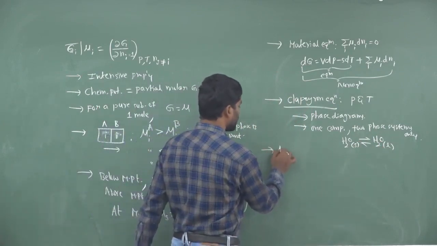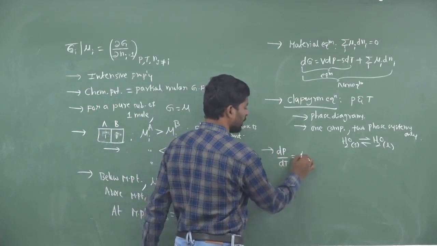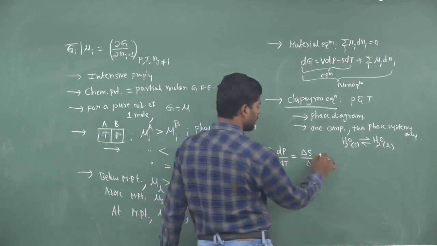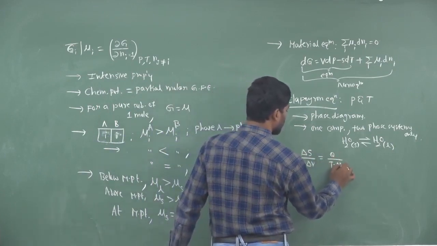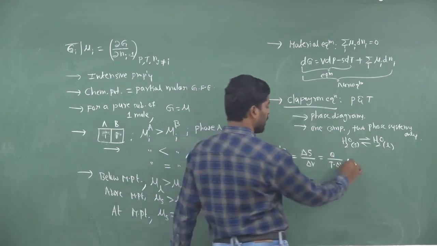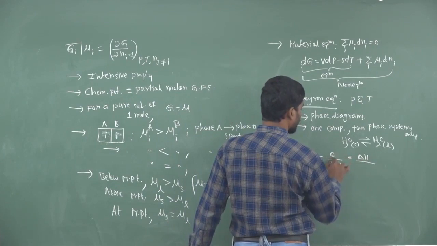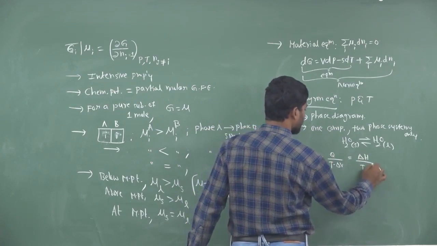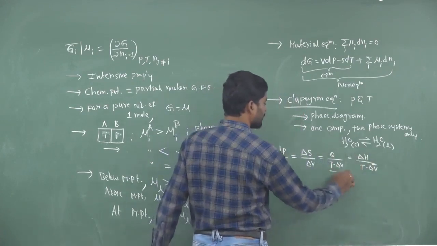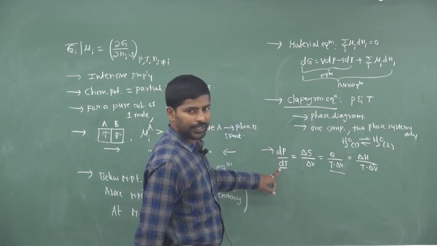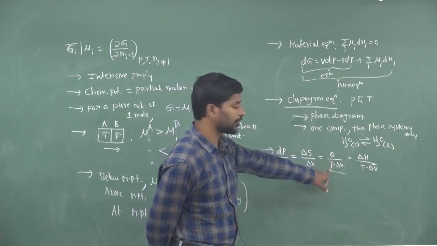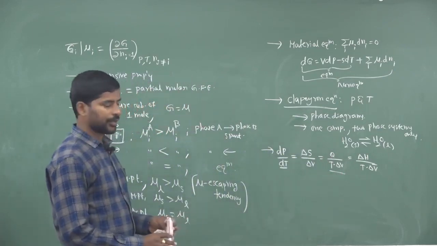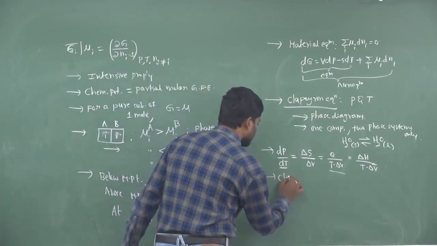What is the expression for the Clapeyron equation? dP by dT is equal to delta S by delta V. Delta S we can write as Q by T from the second law of thermodynamics. The amount of heat required for phase transition may be indicated as delta H. So dP by dT is delta H by T delta V. This question was given in the TS Genco chemistry exam. So this is the Clapeyron equation. Next, what about the Clausius Clapeyron equation?